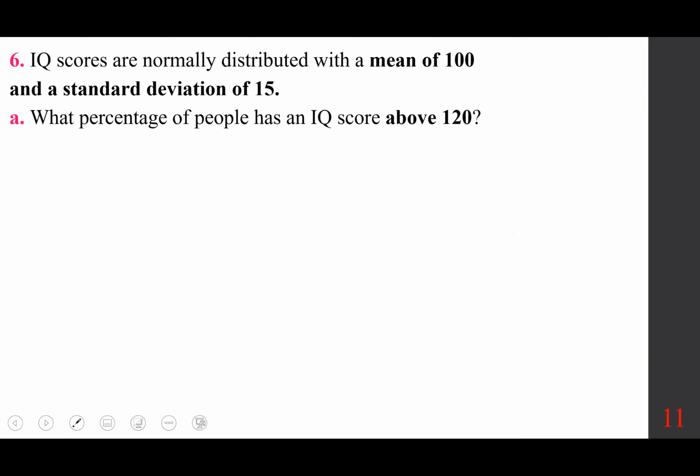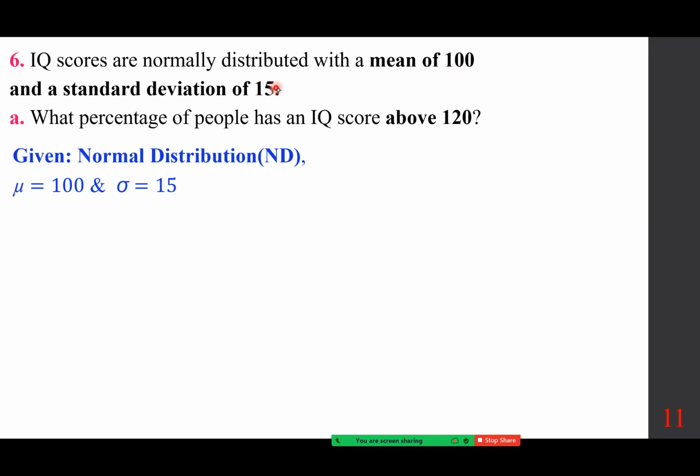IQ scores are normally distributed with a mean of 100 and a standard deviation of 15. What percentage of people has an IQ score above 120? So we are dealing with normal distribution. The mean is 100, mu is 100, sigma is 15. So the first thing, write the given information. You want the IQ score that is above 120. So we want the probability of X larger than 120.